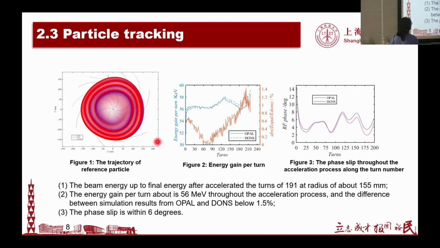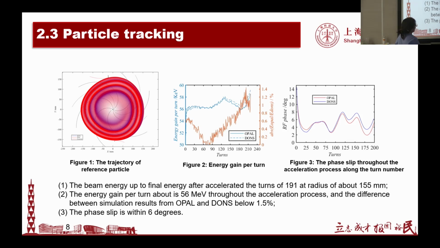Figure 1 is the trajectories of the reference particle. We can see that the particle has a non-uniform distribution, which indicates that I have poor beam centering. From Figure 2 and Figure 3, we have the results as follows.